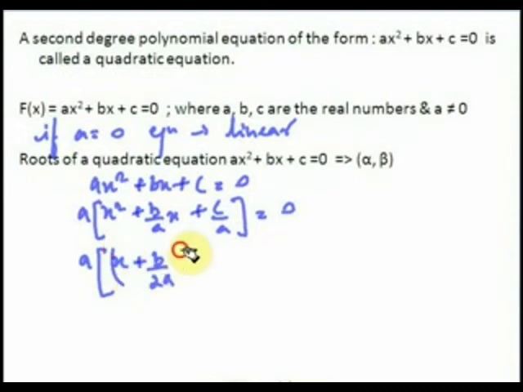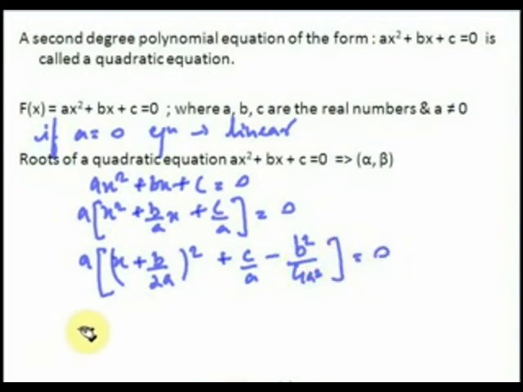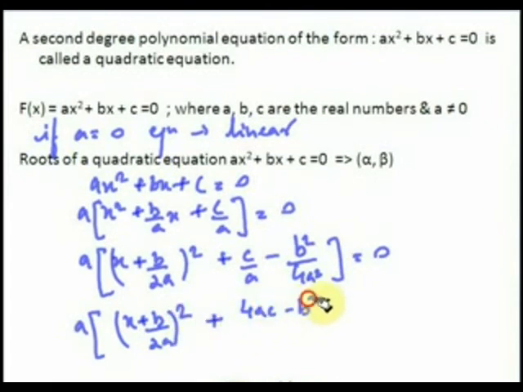square. If we open it, we'll get the term of x square plus 2b by 2a into x, that is b by a into x, plus b square upon 4a square. So we have to minus that term, b square upon 4a square is equal to 0. So we'll be getting x plus b upon 2a whole square plus 4ac minus b square upon 4a square is equal to 0.